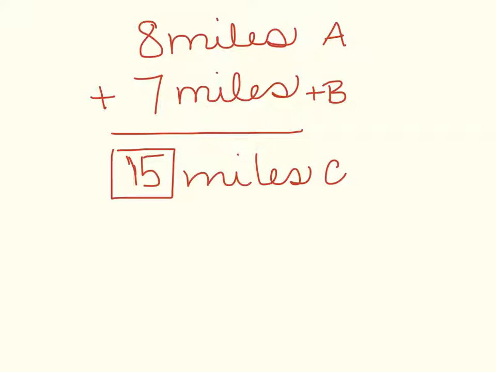So again, following that pattern, they started with a sum of 8. They added some more in the afternoon with 7 more miles, and they have a total of 15 miles. So sum plus some more equals total. In this case, A plus B equals C. Now, finally, when you look at an answer, you always want to ask yourself, does it make sense?